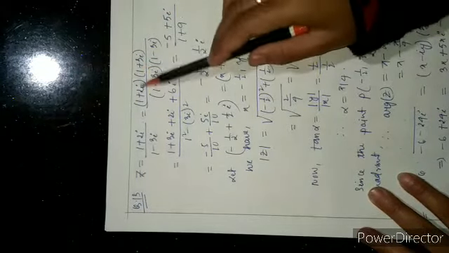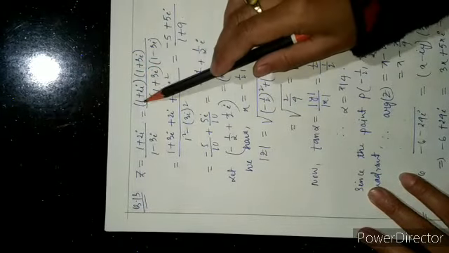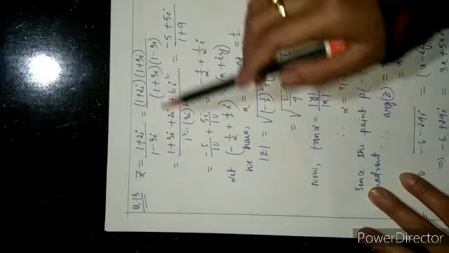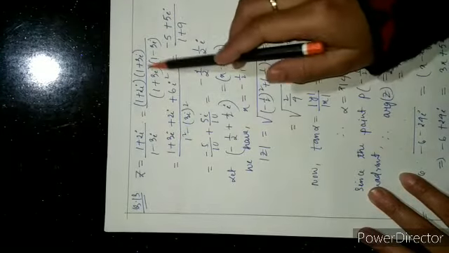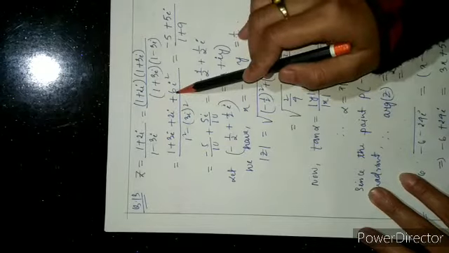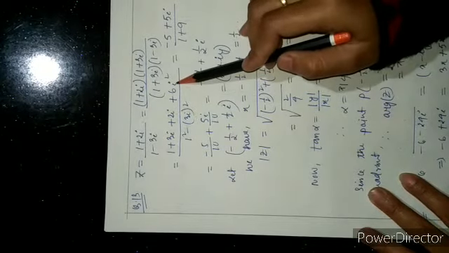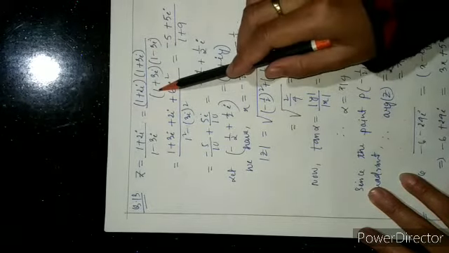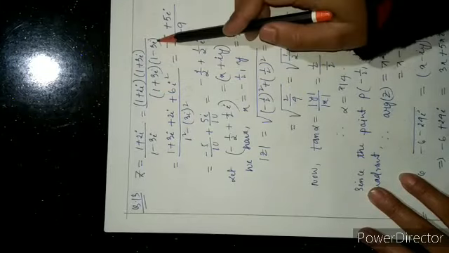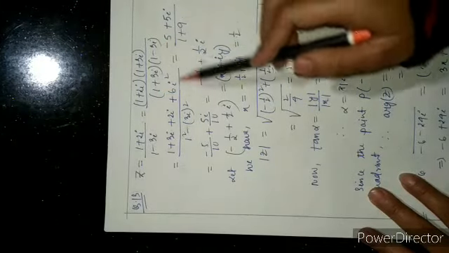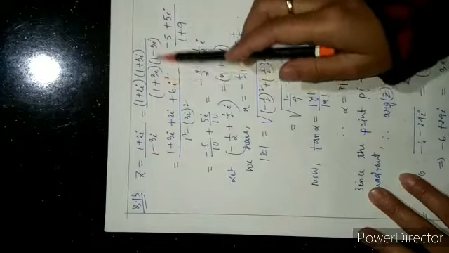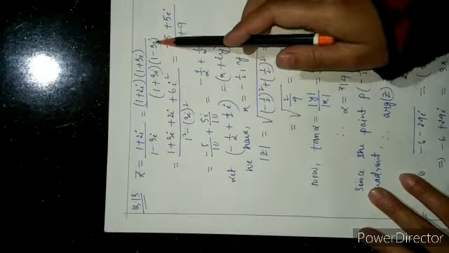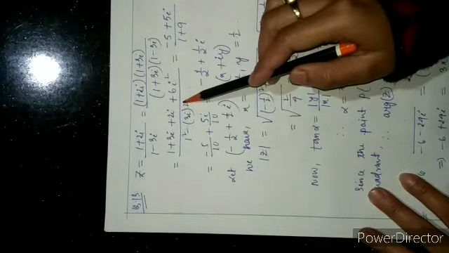For numerator, find the product of these two complex numbers. 1 multiplied by 1 plus 3i gives 1 plus 3i. 2i multiplied gives 2i plus 6i square. I into i is equal to i square. Then for denominator, 1 plus 3i and 1 minus 3i is of the form a plus b into a minus b, which is a square minus b square.